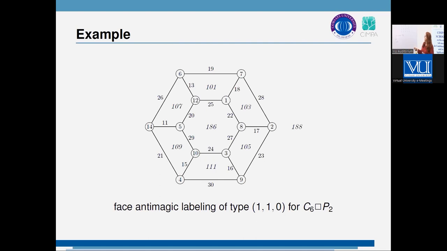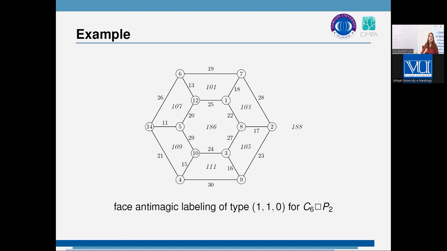It is written here that it is 101. And how do we get it? It is 6 plus 19 plus 7 plus 18 plus 1 plus 25 plus 12 plus 3. And then we do it for every face. We can count the weight of the face in this way. We see that all faces have distinct weights.